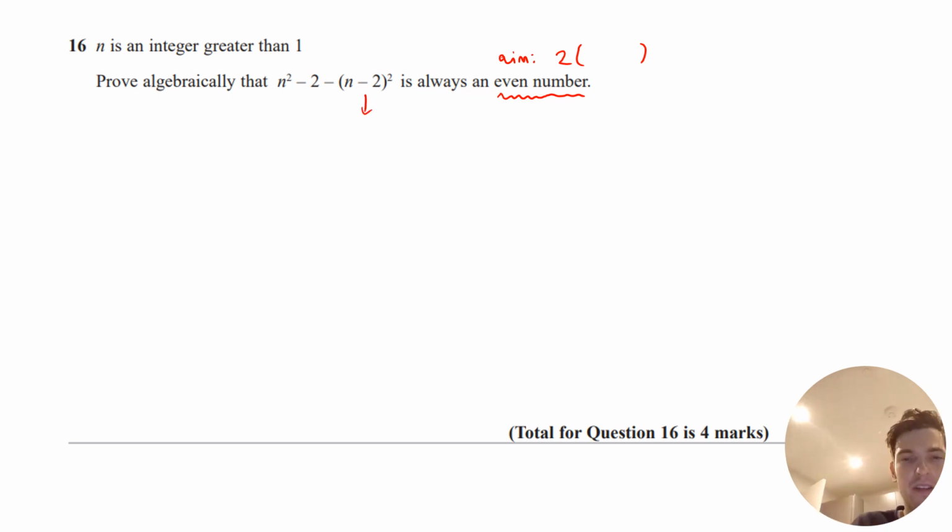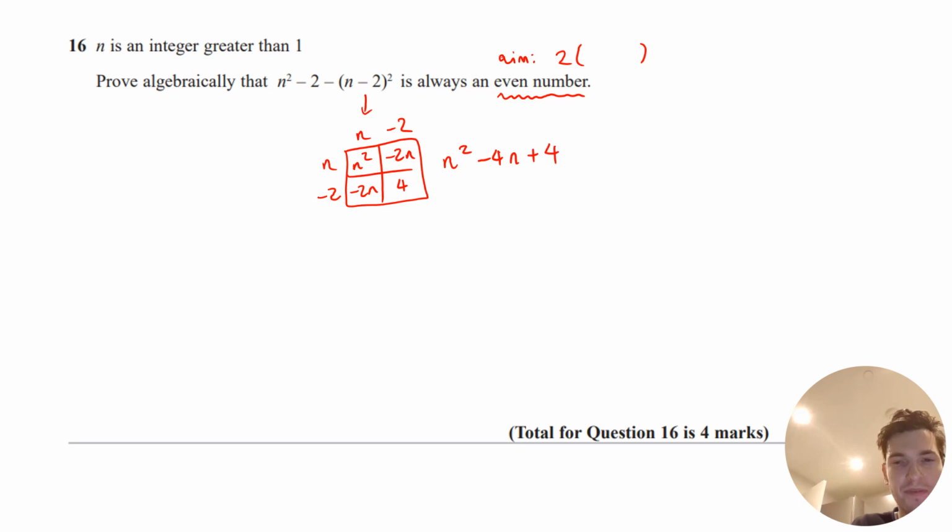Let's first of all expand this out. So n minus 2 squared. N minus 2, n minus 2. And we'll do this nice and easy. So we've got n squared minus 4n plus 4. All right, so now let's simplify everything.